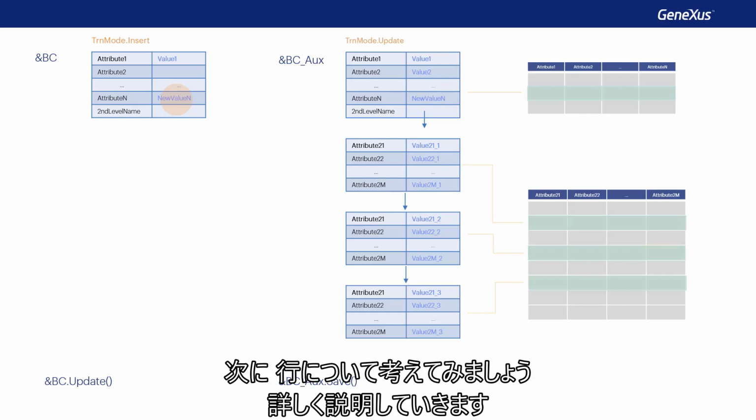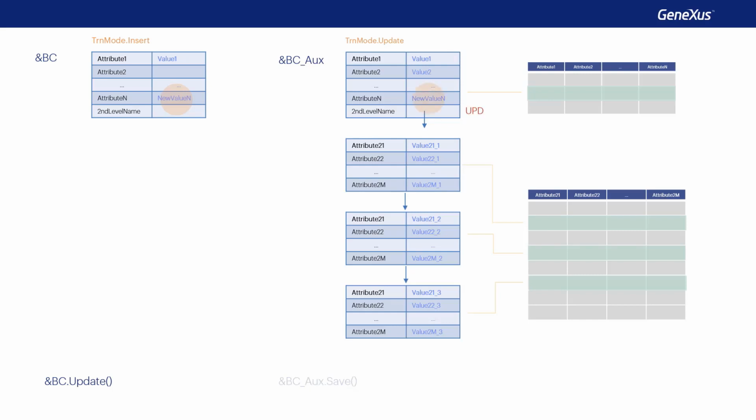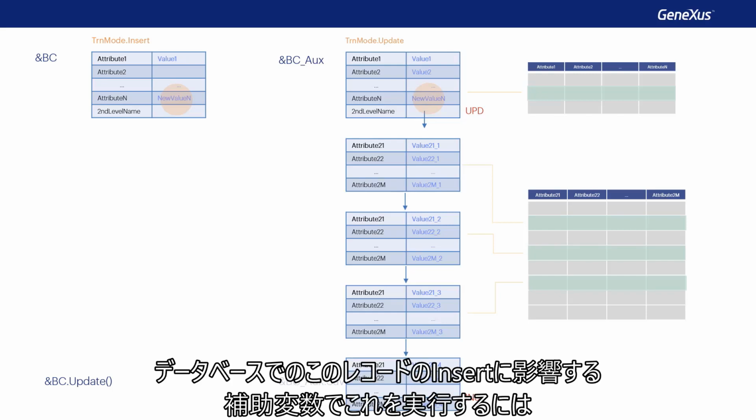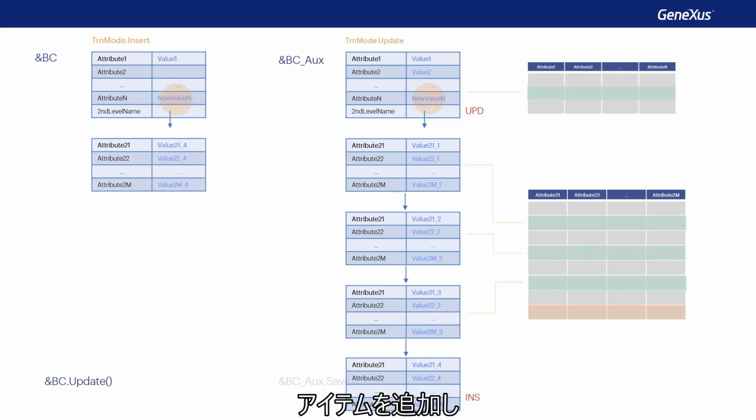Now let's think about the lines and give the complete explanation. Let's suppose that we wanted, in addition to modifying this attribute, to add a new record to the second level table. To get this done on the auxiliary variable that will have an impact on the insert of this record in the database, we add an item to the collection of our variable and assign all its values to it.